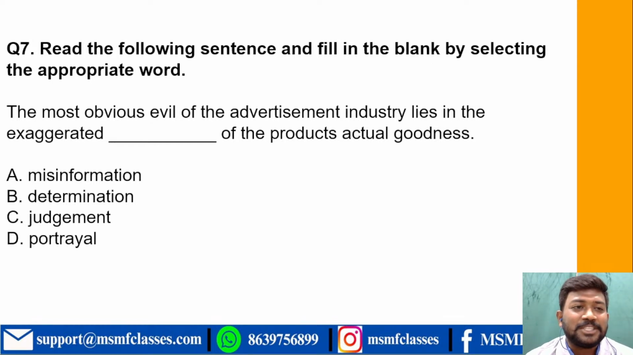Misinformation is like giving wrong information. Determination is a strong desire. Next is judgment and portrayal. Portrayal means to show something. So now I'll give 1 minute of time, you can just comment here in the comment section. Misinformation, determination, judgment, portrayal. What do they do in the advertisements? Exaggerated what? Exaggeration.